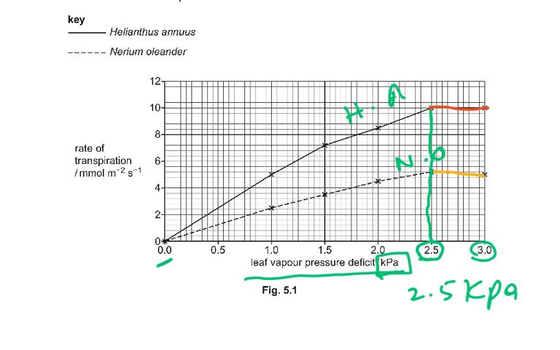Then HA has a higher rate of transpiration at all LVPDs. Then HA has a higher rate of increase between 0 and 2.5. So HA has a higher rate of increase between 0 and 2.5.